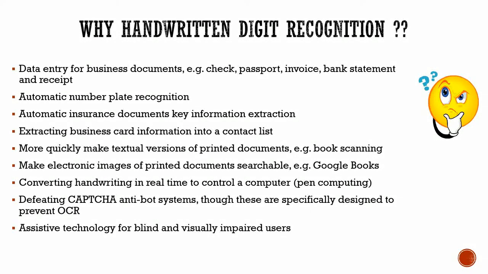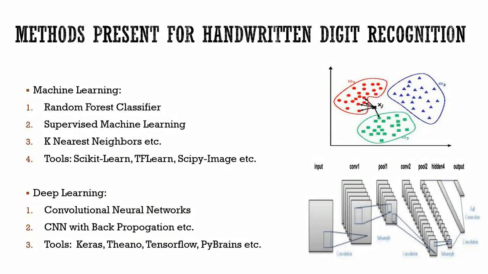So the question arises, why do we even require handwritten digit recognition? Well, nowadays you are using handwritten digit recognition almost everywhere, like the data entry for your business documents like the checks, passports, invoices, bank statements, even sending your mails, couriers. Everything employs some sort of digit recognition or character recognition so that the human labor can be decreased. You have automatic number plate recognition using, say, videos and image processing, and also assistive technology for the visually impaired users.